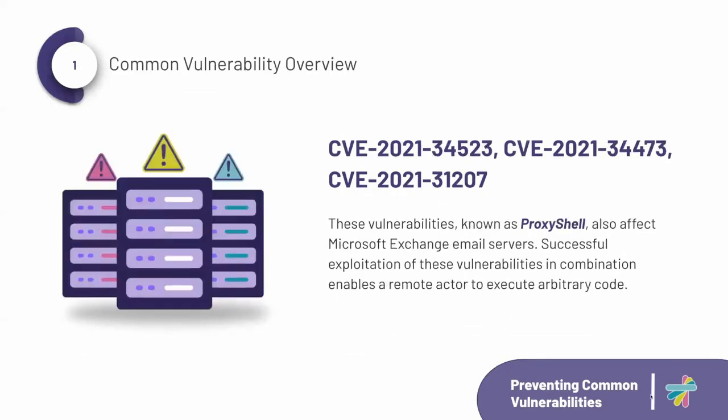Next, CVE-2021-34523, 34473, 31207. These vulnerabilities, known as ProxyShell, also affect Microsoft Exchange email servers. Successful exploitation of these vulnerabilities in combination enables a remote actor to execute arbitrary code.